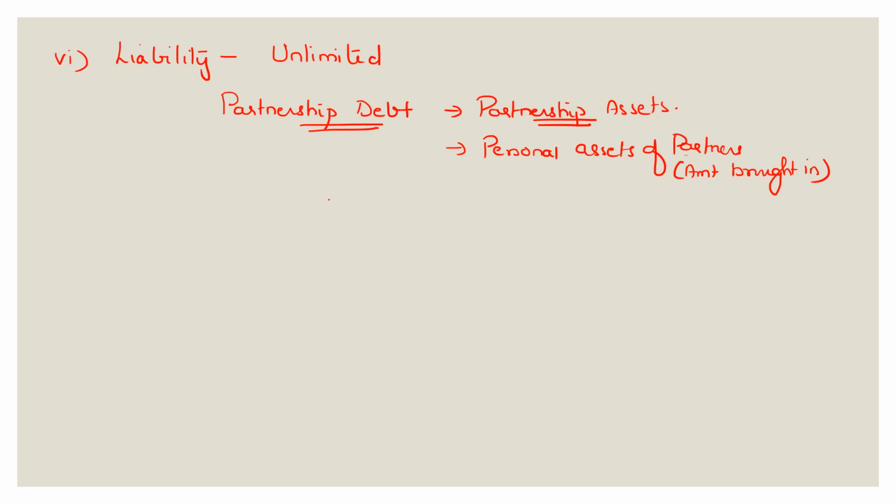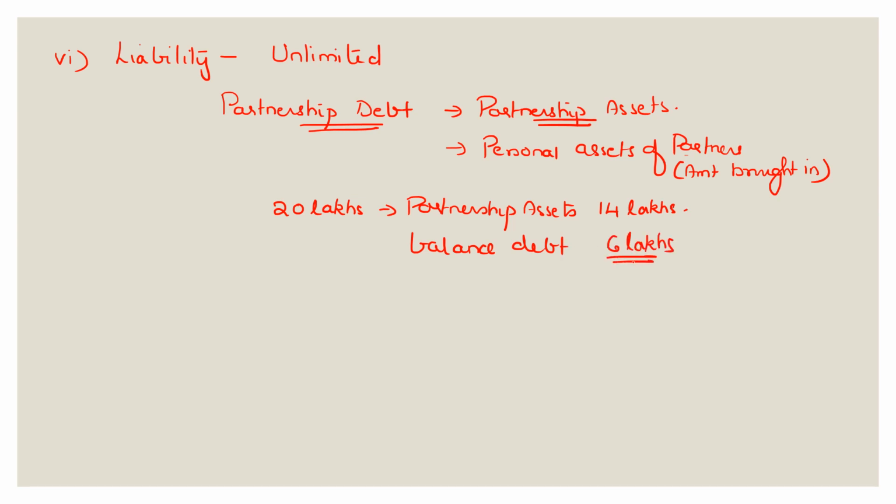So if the debt of the partnership firm is, say, 20 lakhs and they have settled using the partnership assets, suppose the assets were worth, say, 14 lakhs. Still the balance debt which has to be settled is 6 lakhs. Now the 6 lakhs will have to be brought in by the partners. Suppose in the same example we take Anil, Sunil and Bimal, then all the three partners are equally liable.